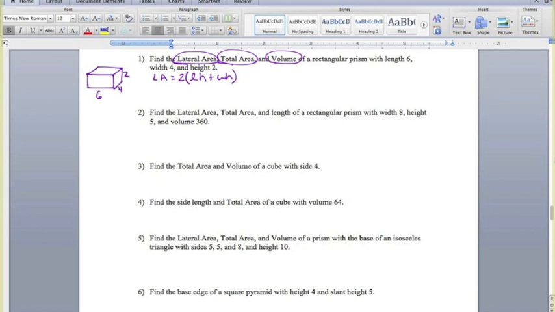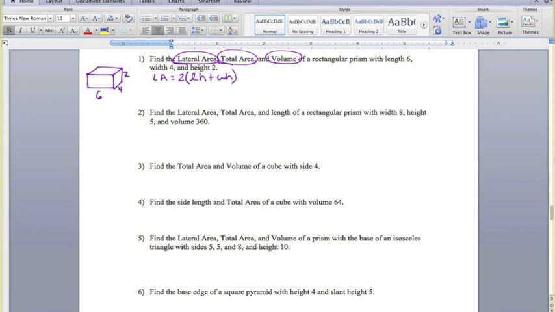So the front, the back, the left, and the right. If I wanted to find the area of just the front of this figure, I would do 6 times 2. The length times the height would give me the front of this. If I wanted to find the left or the right of it, I would do 4 times 2. The width times the height would give me that side of it. Now because the front and the back are exactly the same, and the left and the right are exactly the same, we have this 2 in front of the formula.